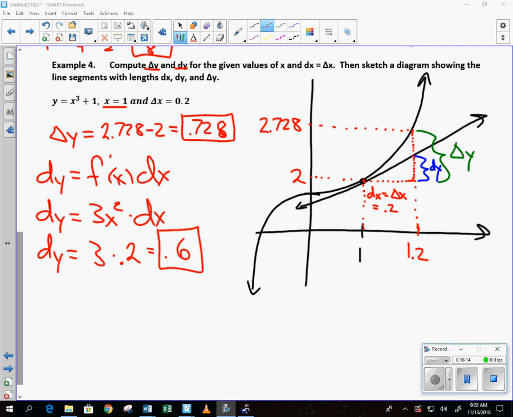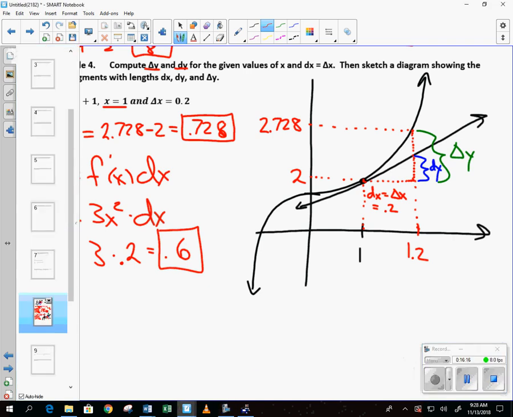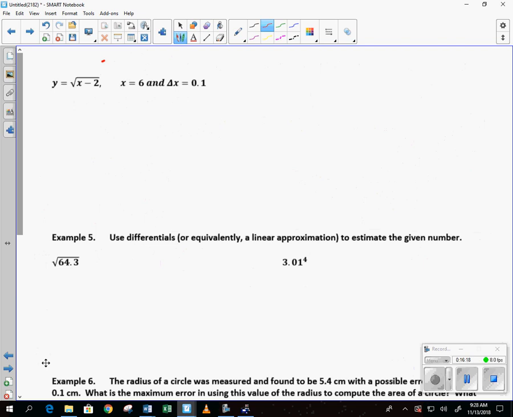No big deal. All right, we flip it over. Let's do the same thing. We just have these couple pieces to finish off with. We're going to do the same thing, but we have the square root of x minus 2, x equals 6, and delta x equals 0.1. So what does the graph of square root of x minus 2 look like?